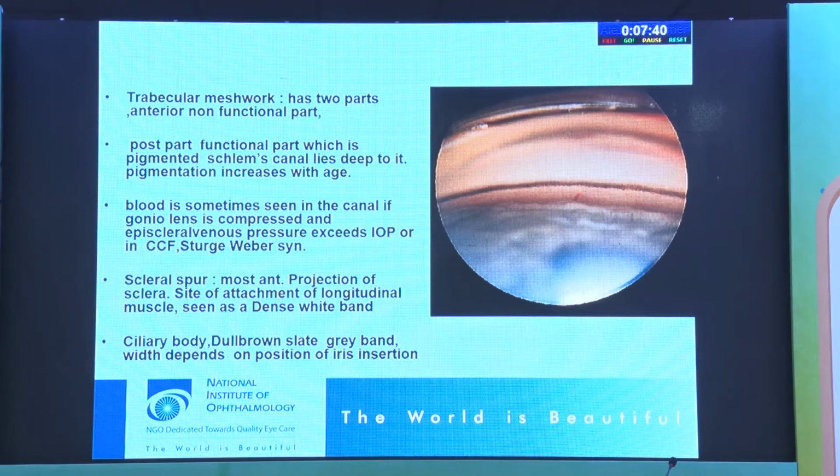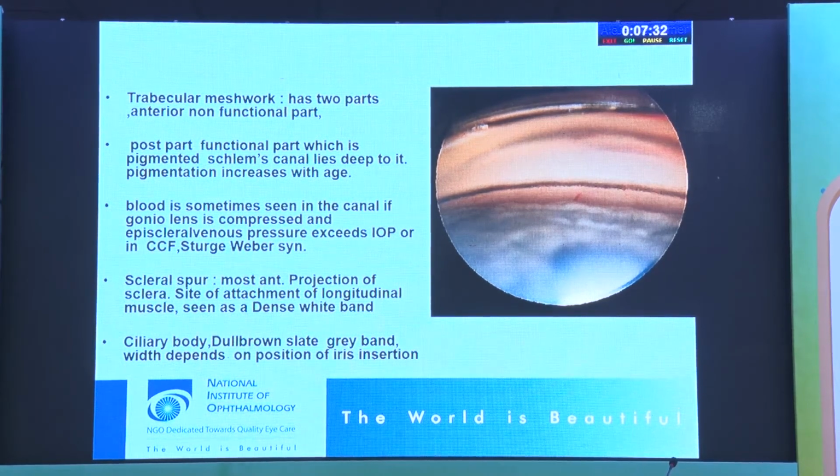Generally, aqueous flows from the anterior chamber to Schlemm's canal and further into the episcleral veins. So blood will come into Schlemm's canal only when the IOP is low in the anterior chamber, or the episcleral venous pressure is high because of a CCF fistula or anything. Blood in Schlemm's canal is seen sometimes with contact gonio lenses once the episcleral veins are compressed, or with CCF or Sturge-Weber when there is a raised episcleral venous pressure.